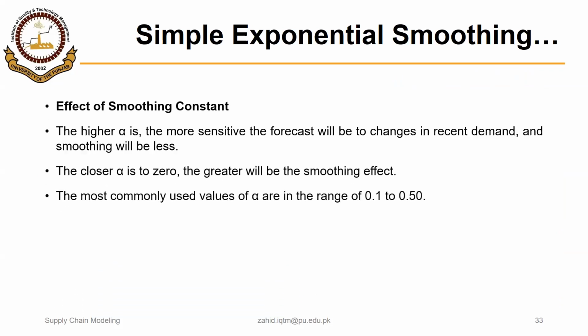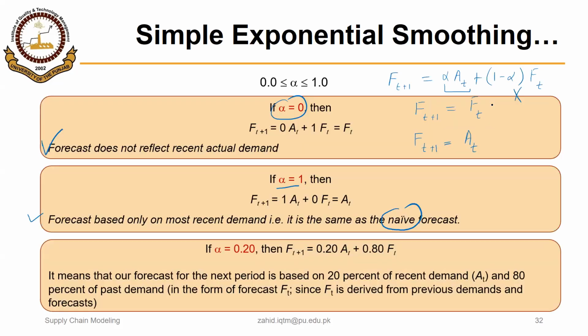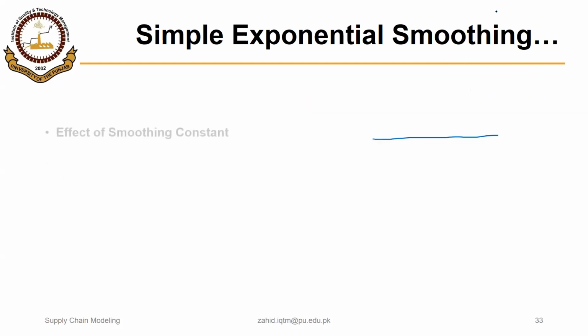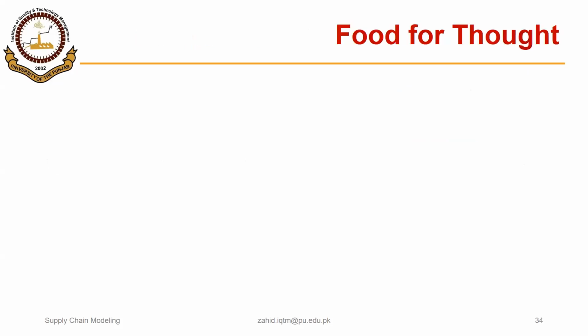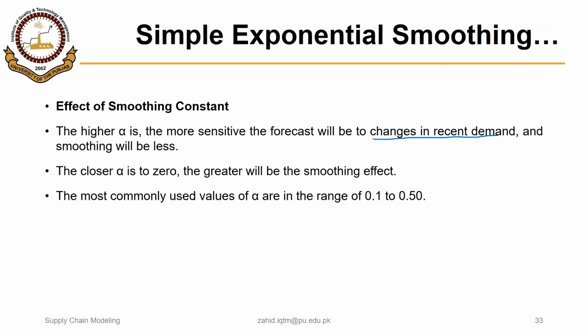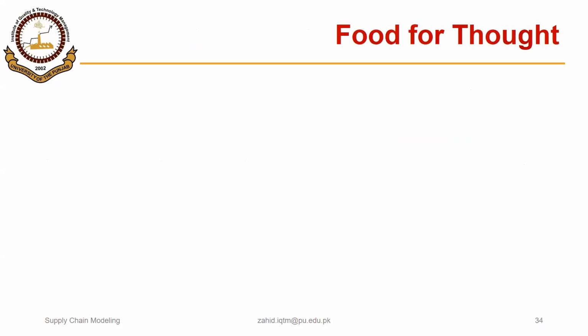So the higher alpha is, the more sensitive the forecast will be to the changes in the recent demand. So this is what we saw. The greater the alpha, we are giving more weight to the most recent demand, and the smoothing will be less. The closer alpha is to 0, the greater will be the smoothing effect, as we saw in the case of alpha 0.1. So the most commonly used values of alpha are in the range of 0.1 to 0.5.